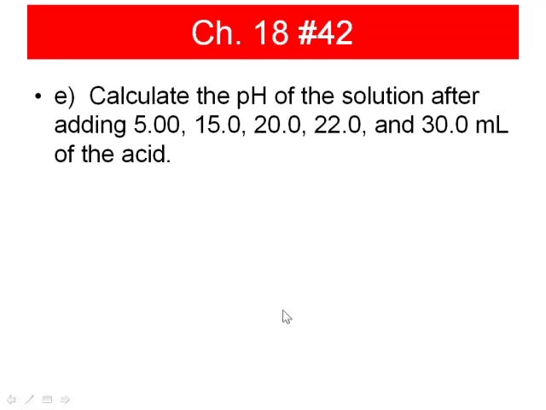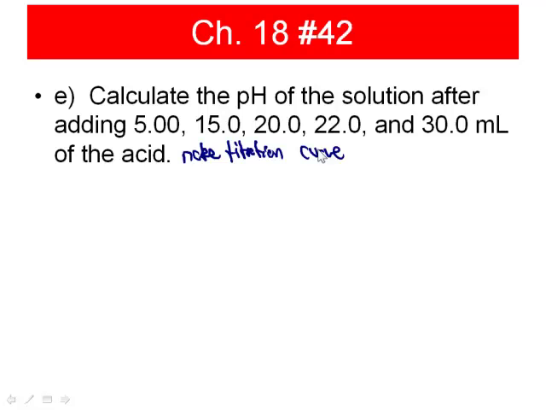Part E, the last part, the most difficult part. This is a great problem. It says to calculate the pH of the solution after adding 5, 15, 20, 22, and 30 milliliters of the acid, and then make a titration curve from the data. We're going to do that last.